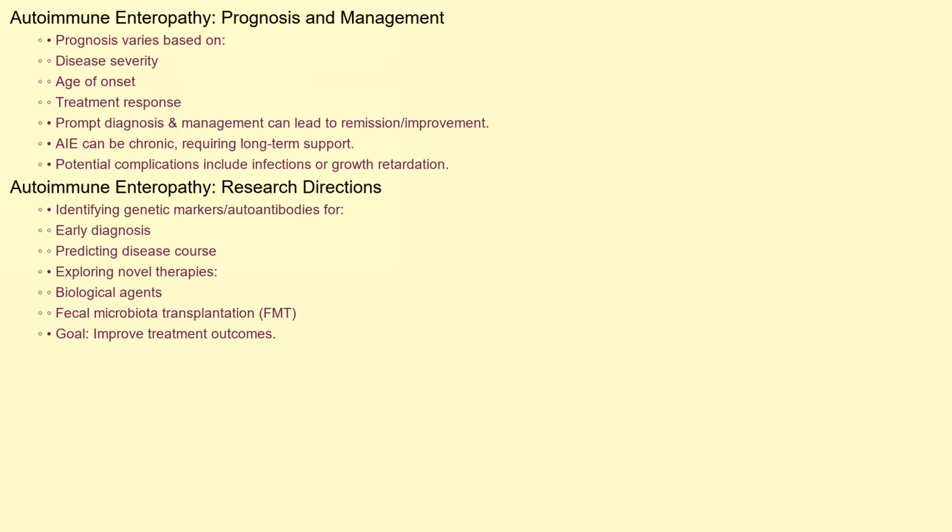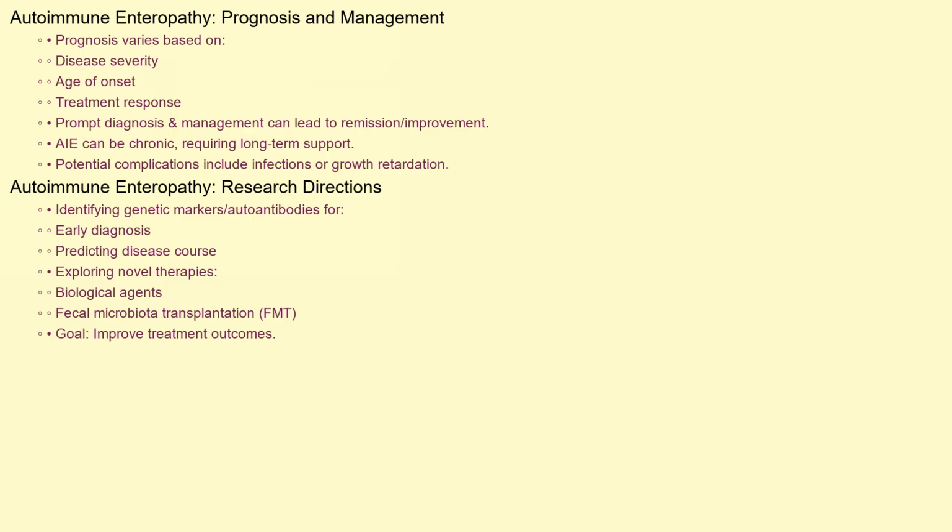The prognosis for autoimmune enteropathy can vary significantly depending on the severity of the disease, the age of onset, and the response to treatment. With prompt diagnosis and appropriate management, many patients can achieve remission or significant improvement in their symptoms and quality of life. However, AIE can be a chronic and relapsing condition, requiring long-term immunosuppressive therapy and nutritional support. Some individuals may experience complications, such as infections, growth retardation in children, or the development of other autoimmune disorders.